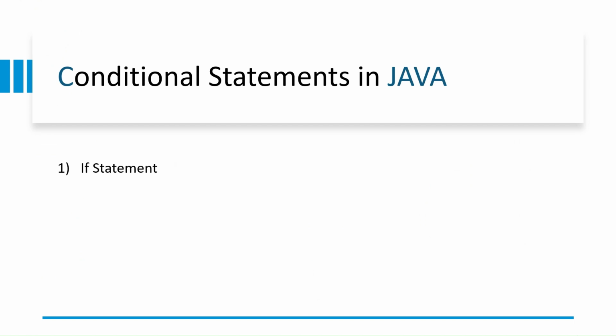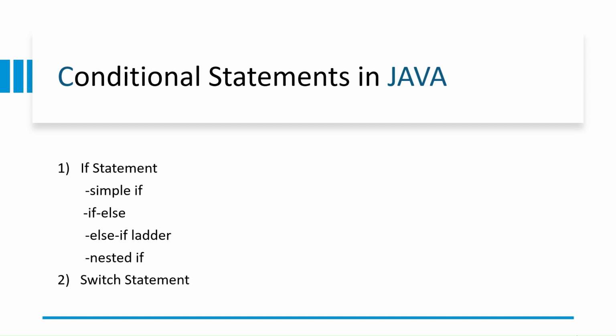Conditional statements in Java. Conditional statements in Java allow you to execute specific blocks of code based on certain conditions. These statements are fundamental for controlling the flow of your program. Java contains if statements and switch statement. If statement is categorized into simple if, if-else, if ladder, and nested if statement.